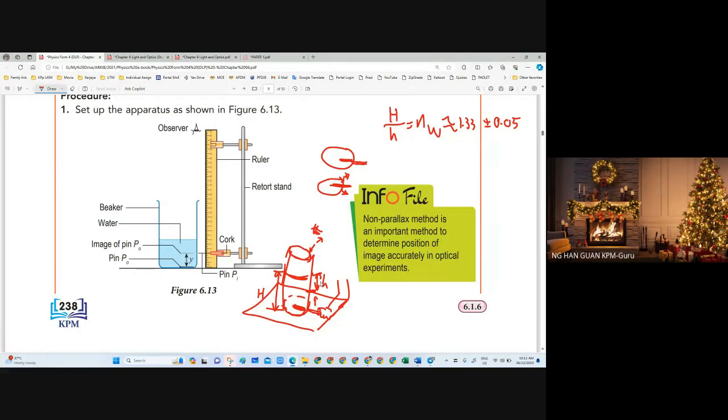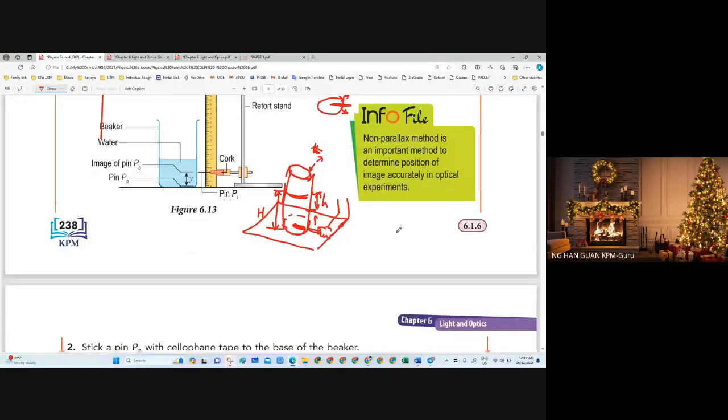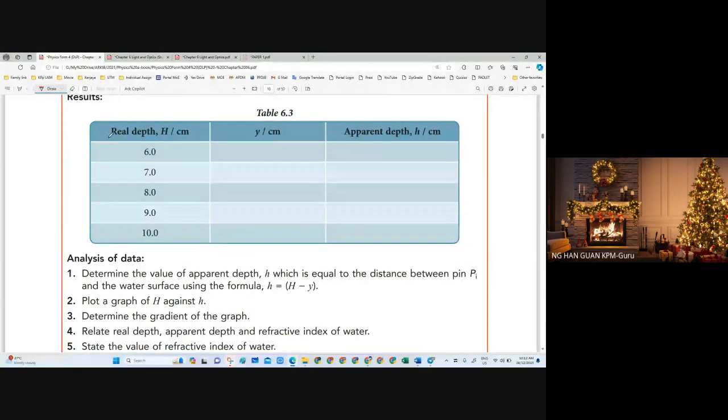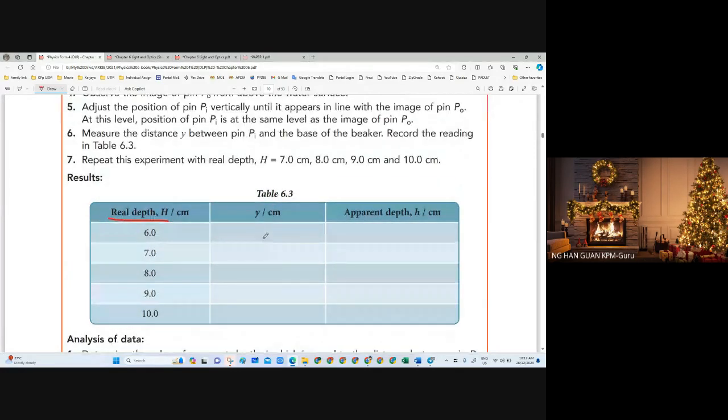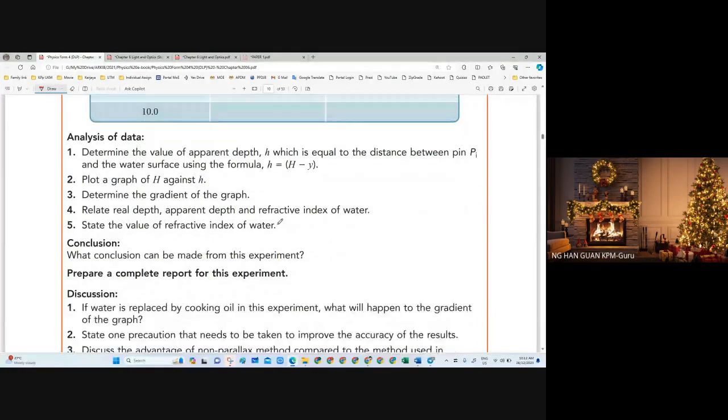All right. And then once it's done already, we change the depth. So it means that this experiment, we're going to repeat with a different actual depth and a different apparent depth. So like this one. All right, so the depth is 6 centimeter high, 7, 8, 9, 10. And then to measure the apparent depth, measure the y from the bottom and then minus it. So use the actual depth minus the y to get the apparent depth as mentioned here.